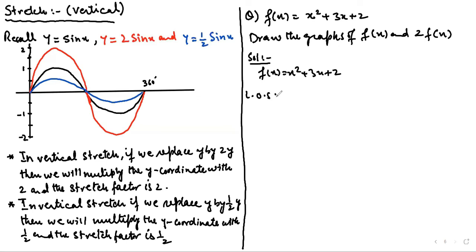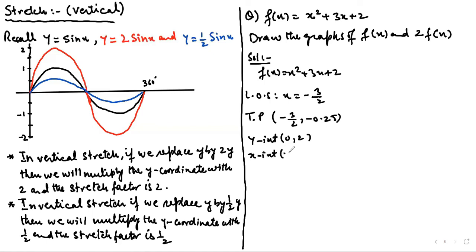Here the line of symmetry is x is equal to minus 3 by 2. Turning point is minus 3 by 2, comma, minus 0.25. Y-intercept is 0, 2. X-intercepts are minus 2, 0, minus 1, 0. Now for 2 f of x.